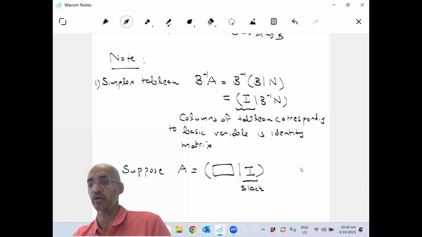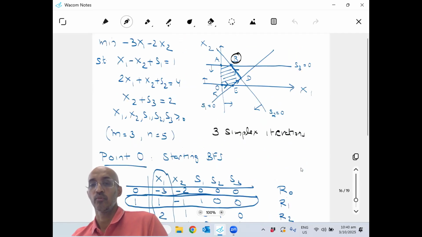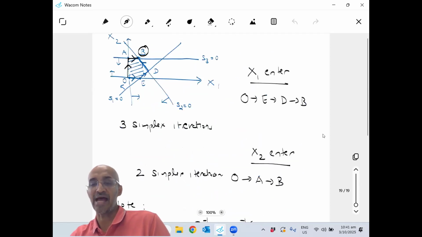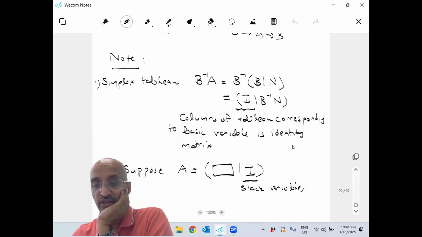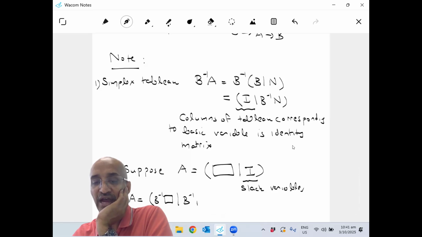So for example, if you have slack variables in your original LP, my original LP had less than or equal to, I added slack variables. So I got an identity in the starting A matrix. My A matrix here is 1, -1, 1, 0, 0, 2, 1, 0, 1, 0, 1, 0, 1, 0, 0, 1, right? So this A matrix has an identity. Suppose A is of this type, it may not always be the case. Then if you think about what B inverse A is, there'll be a B inverse times this part, times B inverse identity, which is exactly B inverse.